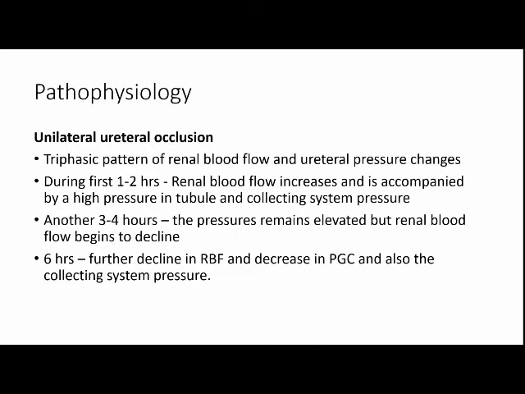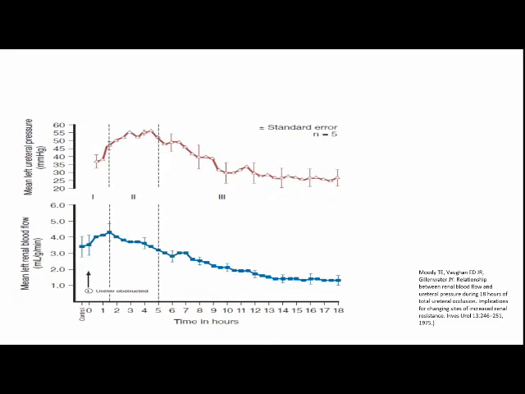During the first 1 to 2 hours, renal blood flow increases, accompanied by high pressure in the tubule and collecting system. Over 3 to 4 hours, the pressures remain elevated, but renal blood flow begins to gradually decline. After 4 hours, there is a further decline in renal blood flow and a decrease in glomerular capillary pressure, and the collecting system pressure also decreases. This is the flow chart I am telling you about. The red line is the ureteral pressure, and the blue line is the renal blood flow.